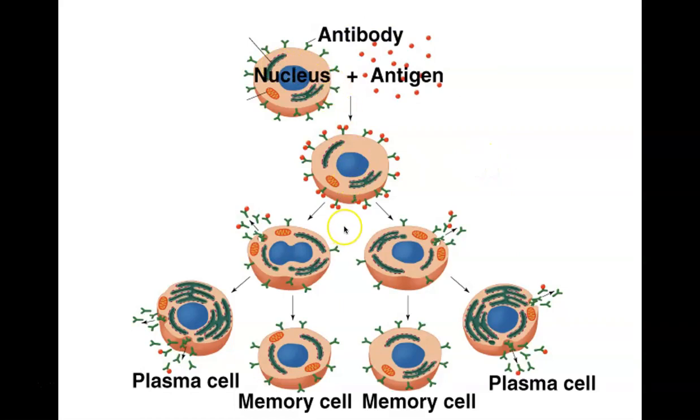So here's what this pathway looks like. You've got the antibody and the antigen. So antibodies are going to be on these cells. Here's the antigen binding to it. And now we have plasma cells creating antibodies and then memory cells being there waiting for the next possible infection.